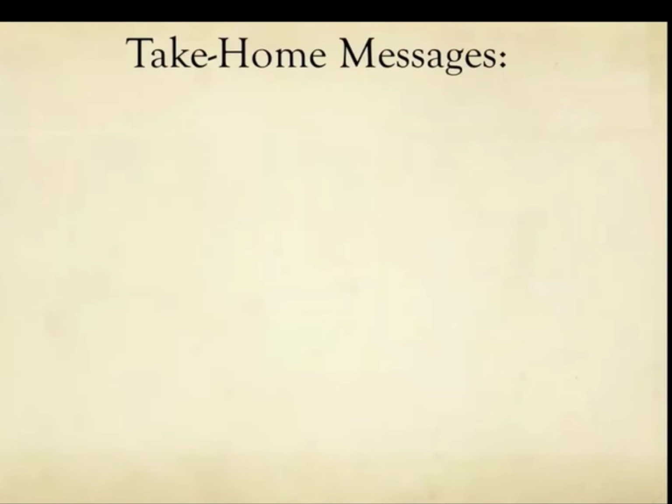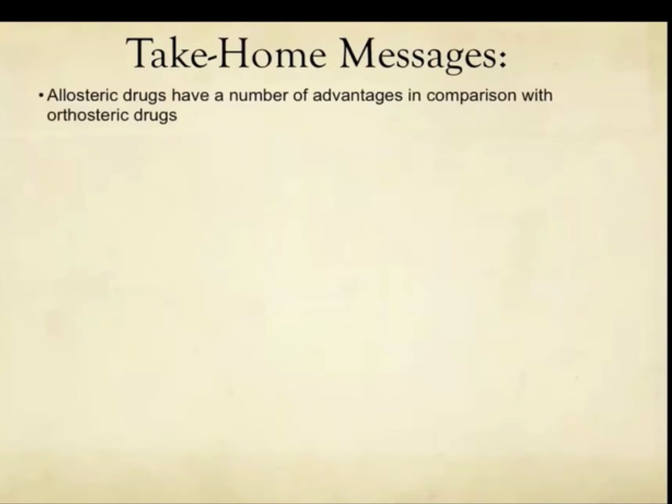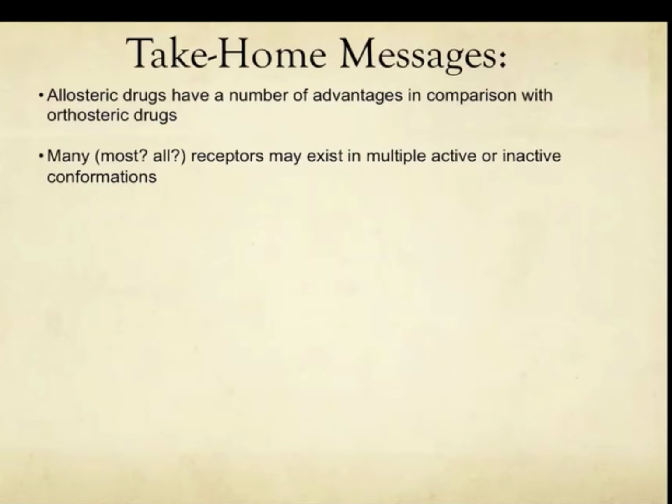All right, so what do I want you to know from all of this? I'd like you to know what the advantages of allosteric drugs are compared to orthosteric drugs. So I give you a list of them, so you should be able to explain a few of those advantages. Again, all of this rests on the idea that most receptors, if not all receptors, exist in multiple conformational states. So we talked about the T and the R state.